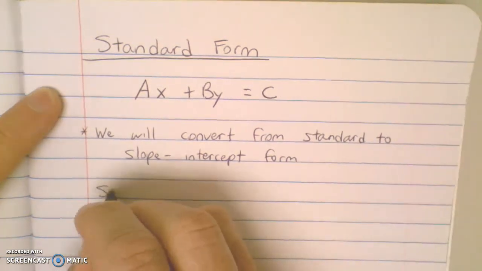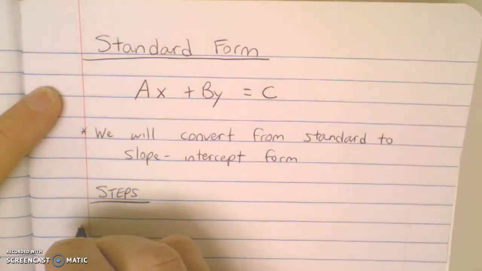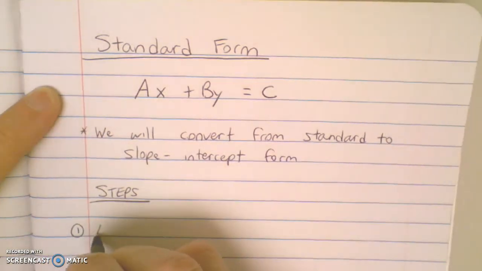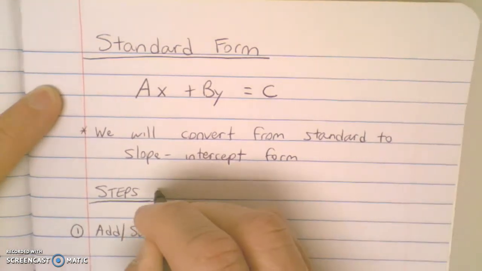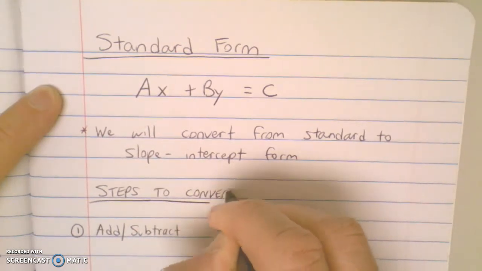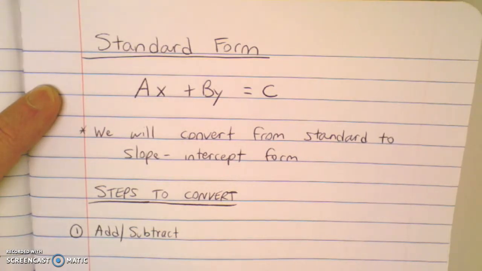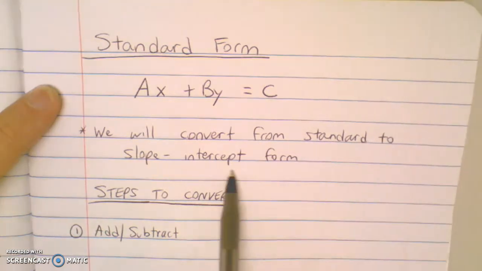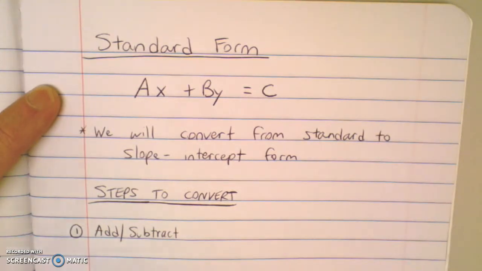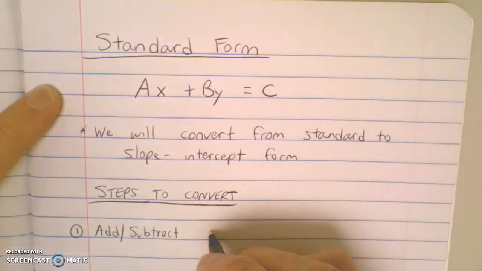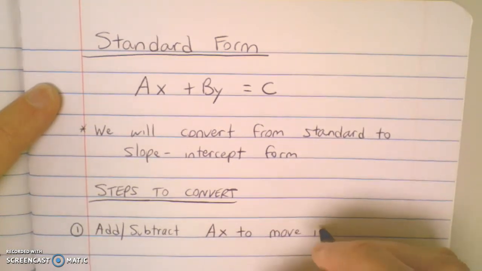And the steps to do that: you're either going to add or subtract. Let's put steps to convert. So we have standard form, ax plus by equals c, and we're going to convert from standard to slope-intercept form. Here are the steps we're going to take. You're either going to add or subtract ax to move it to the other side.